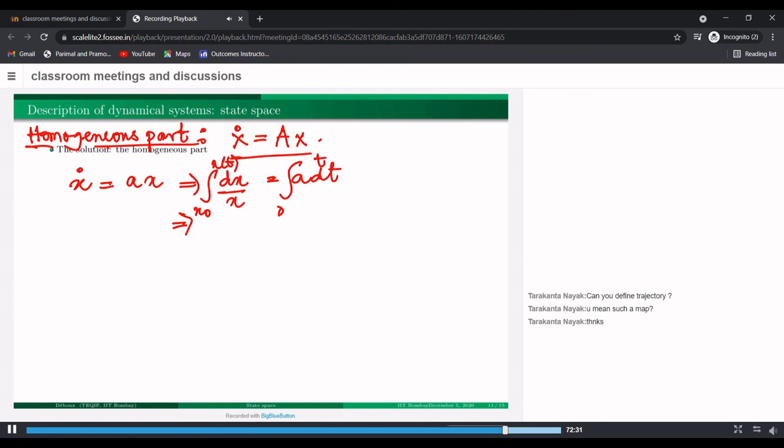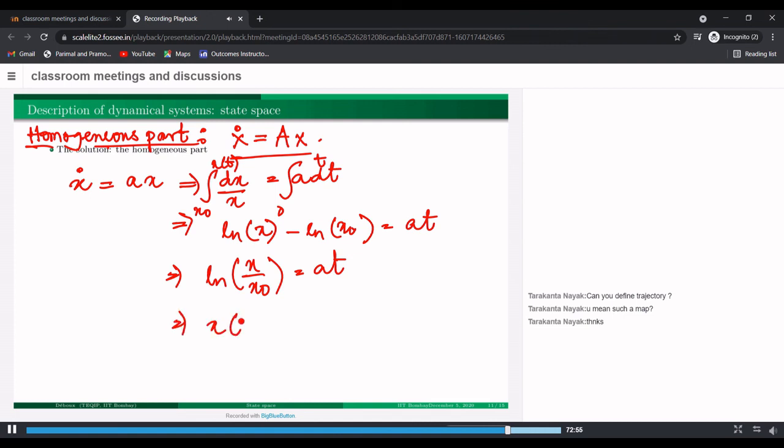ln x minus ln x0 is equal to at, which tells me that ln(x/x0) equals at, which tells me that x(t) is nothing but x0 e to the power at. That's the solution. Okay. It is very tempting to write x(t) equals e to the power At into x0. I think all of you may have seen this before, this matrix exponential idea, that this is the solution.